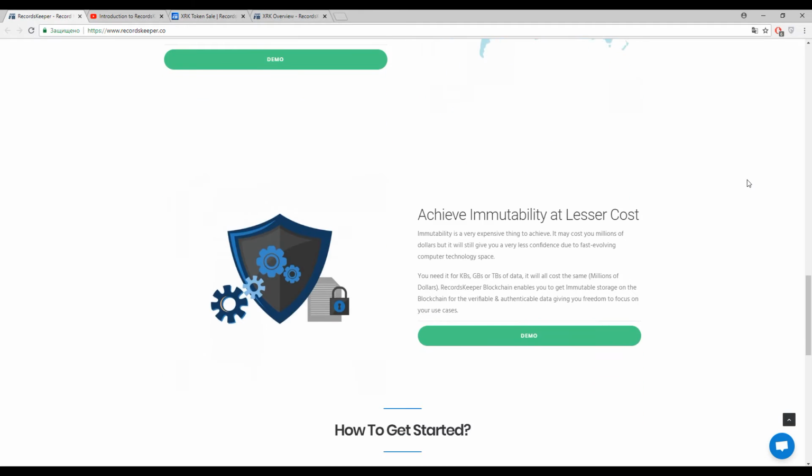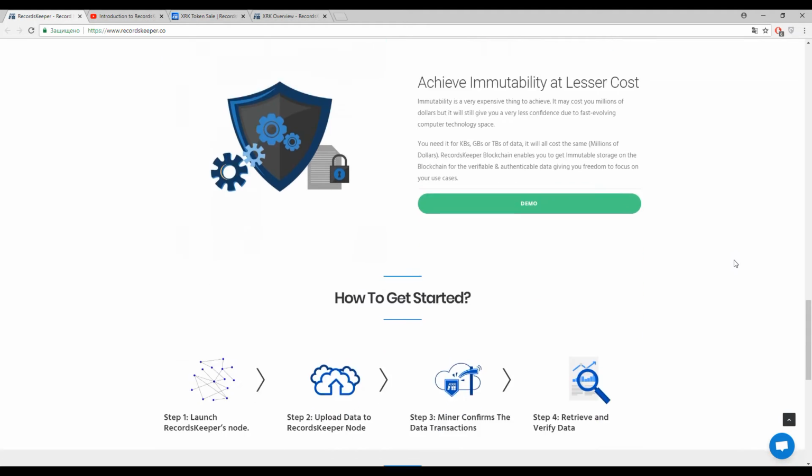But actually, I don't know what they will do if the quantum supercomputer appears, because you know that in 2021 this computer will appear, and it would be interesting to see whether this platform will be protected from supercomputer attacks. But let's wait and see.